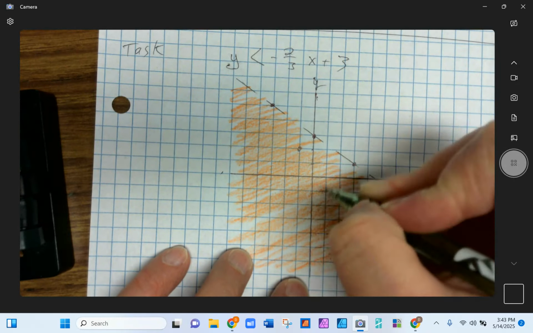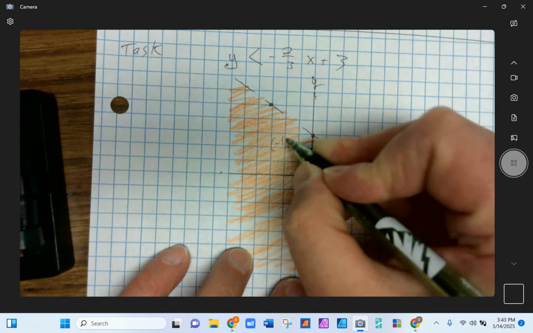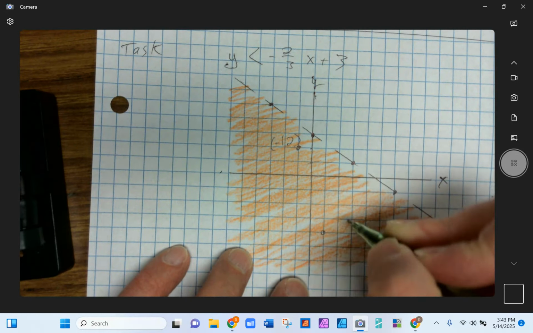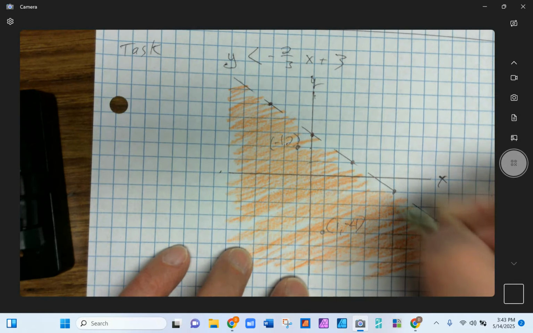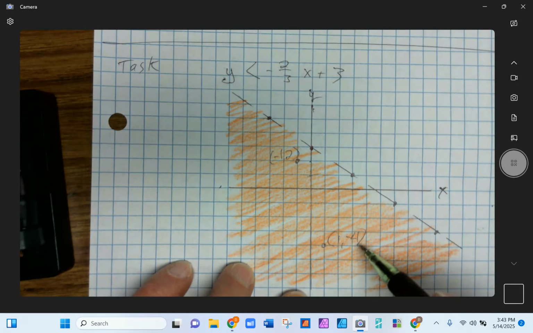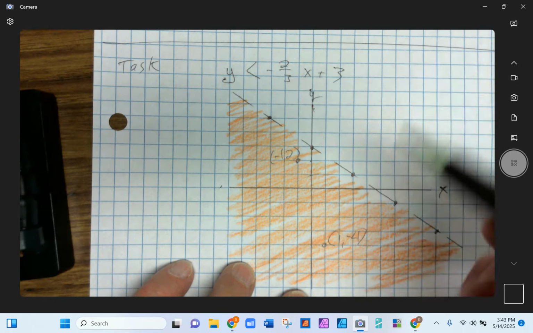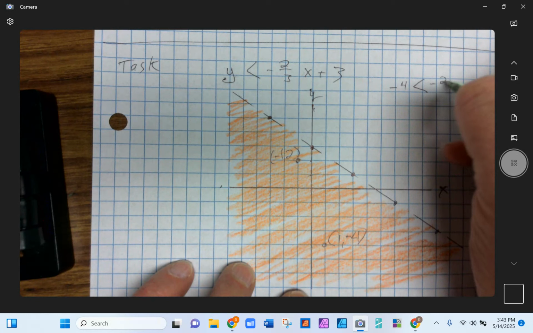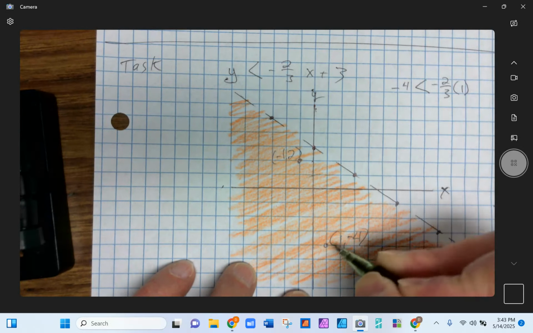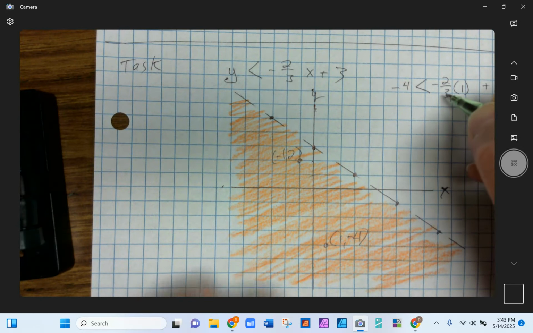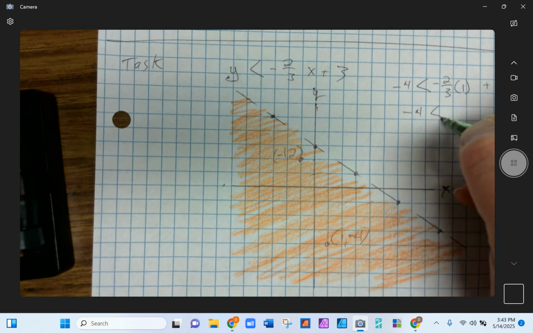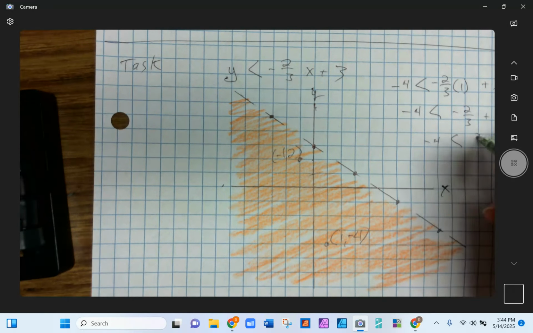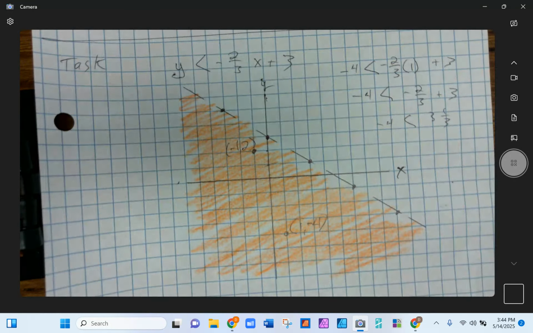So for instance, this point right here at -1, 2 would be a solution. The point right here at 1, -4 would be a solution. Because it's in the shaded part, these are all solutions. If I take one of these and plug it in, let's just do this one: -4 is less than -2/3 times the x value of 1, plus 3. This is -2/3 plus 3. That's going to give us -4 is less than 3 1/3, which is true, right?